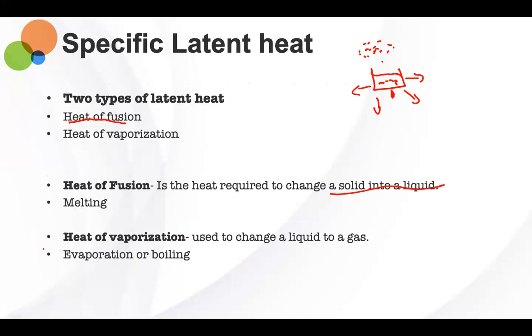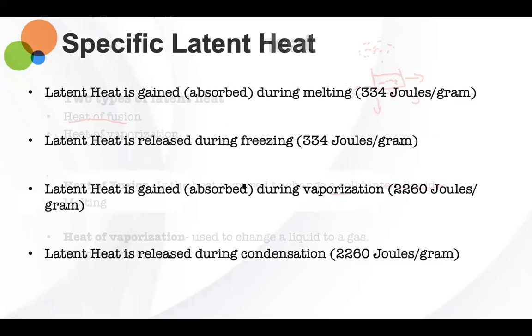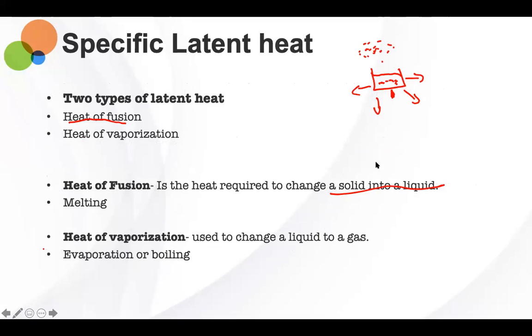So there are two types of latent heat, right? We spoke about latent heat of fusion and latent heat of vaporization. Latent heat of fusion is the heat required to change a solid to a liquid. So essentially melting occurs here, and latent heat of vaporization is used to change a liquid to a gas, and vice versa. So the same heat that is required to change from a liquid to a solid is the same heat that is given off by the liquid to go from a liquid to a solid. See if you understand what I'm saying.